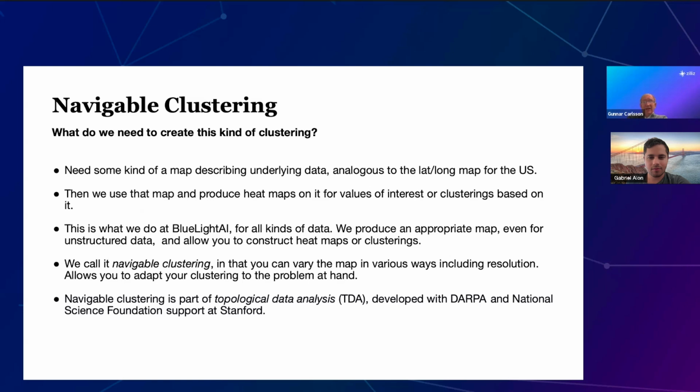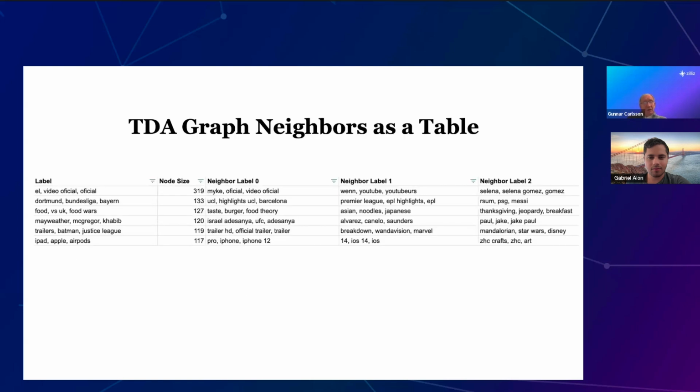We call it navigable clustering in that the construction of the map can be varied in various ways, including resolution, but others as well, that produce better maps from the point of view of creating local maxima and minima, finding good, solid ones, and also from interpretability. So navigable clustering is part of TDA, topological data analysis, which we developed 10, 15 years ago and continuing, at Stanford and at other universities around the country.